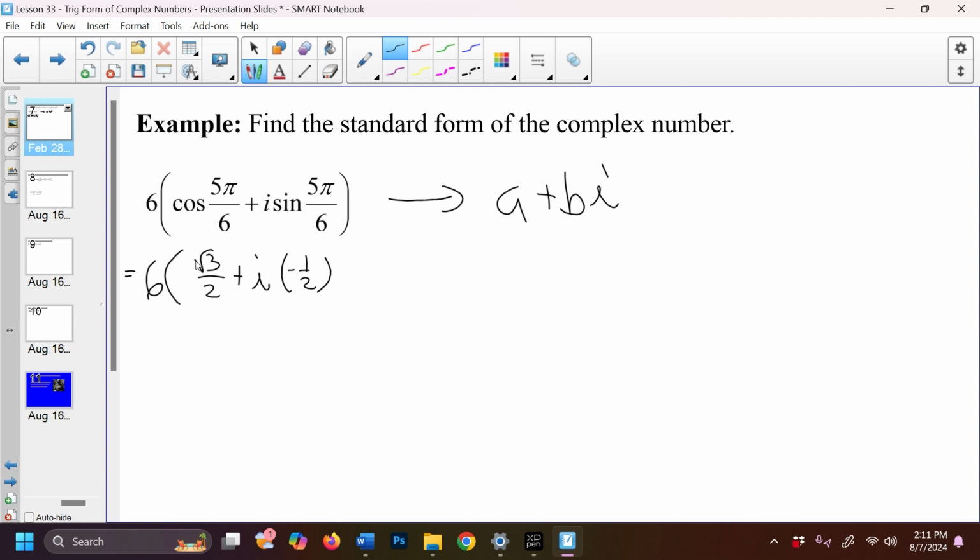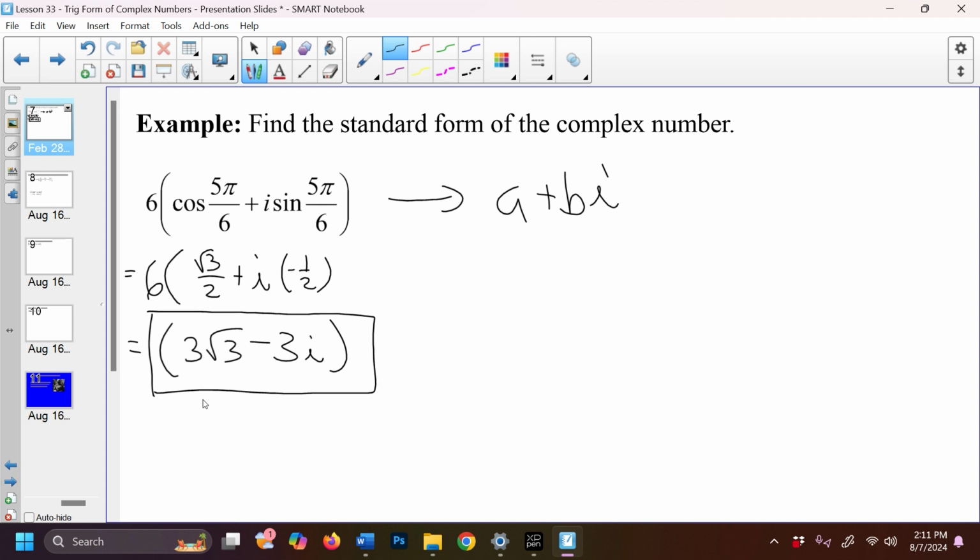So 6 times square root of 3 over 2, I'll get a 2 to cancel out from the 6 and the 2. That'll leave me with 3. And so 3 times square root of 3 is 3 square root of 3. And then 6 times 1/2 will be 3, and 3 times i will be 3i. And that is in a plus bi form, even though I have a square root there. So we will put a box around that, and we will say we are done.